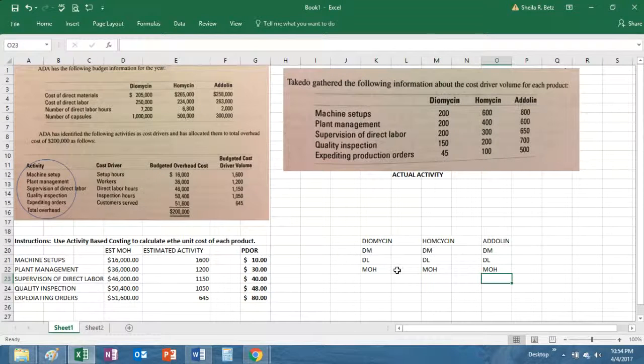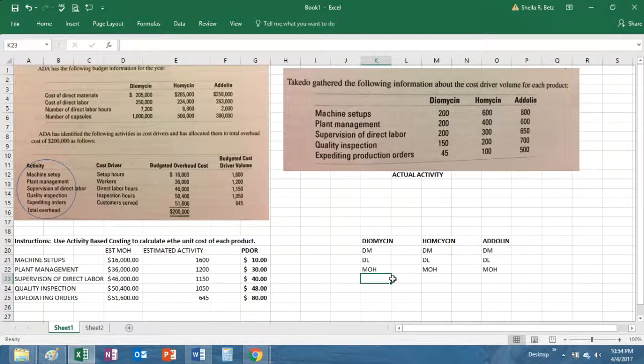All right. So let's focus on the overhead portion first. DM and DL is pretty darn easy. That information is given to us up here. But let's hit the hard one. So of this $200,000, it's going to be divided up between these three product lines.